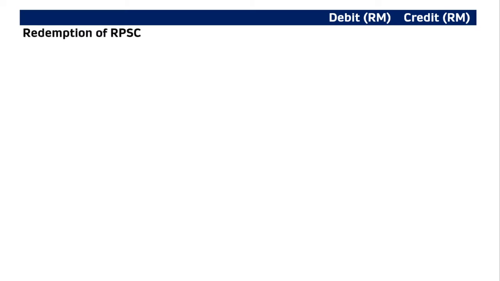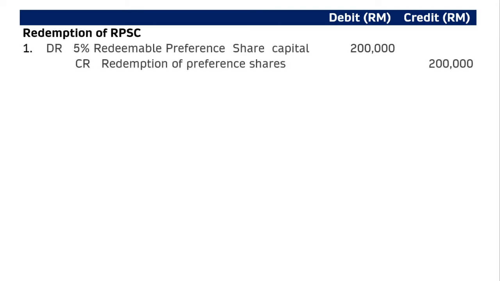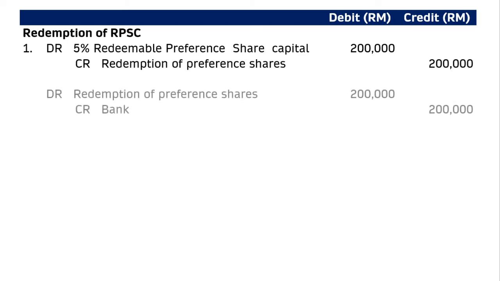Redemption. First, we will do redemption of redeemable preference shares. So this time we're going to divide into 3 steps. Step number 1 is the redemption part. Okay, first we will debit redeemable preference shares and credit redemption of preference shares, 200,000, and then we will pay to the RPS shareholders. Okay, so debit redemption of preference shares, credit back 200,000. Done. Step number 1. So basically, is this one.